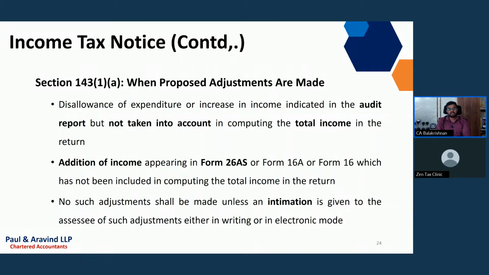For these adjustments, CPC cannot directly process the intimation order. After all adjustments, the intimation order will be issued to the assessee under section 143(1), unless otherwise intimation is given to the assessee. That is a notice. A proposed notice under section 143(1)(a) must be given before making any adjustments as listed above.